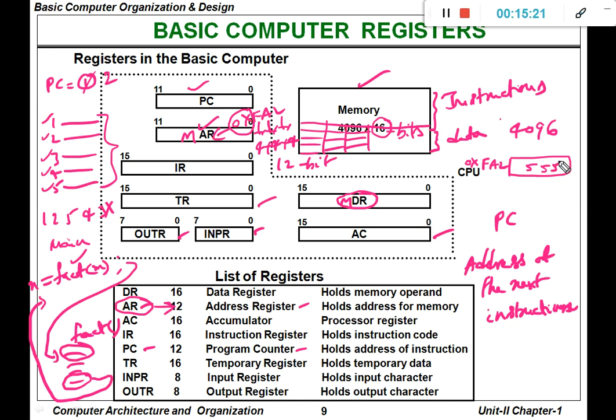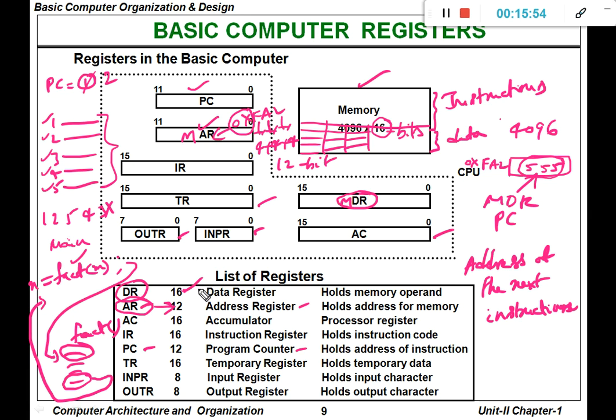Whatever the value will be stored in MDR. Here, what is the value? For example, in 0xFA2, what is the value? 555. So this 555 will be stored in MDR. That is why, if you observe the DR or MDR, how many bits does it contain? It contains 16 bits.